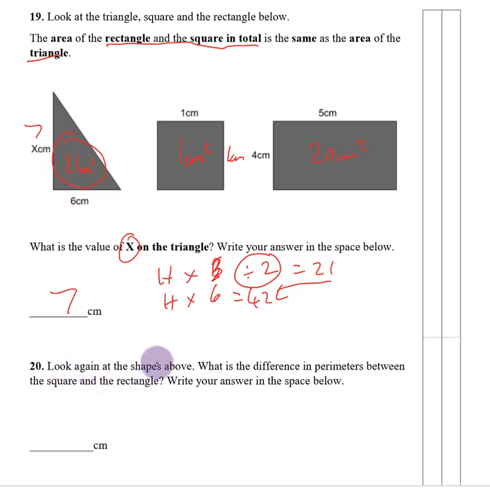Number 20, look again at the shapes above. What is the difference in perimeters between the square and the rectangle? So perimeter is the distance all the way around the outside. So in our square, all the sides are 1. So the perimeter of the square is 4 centimeters. And then this is 5, so the other side will be 5. This is 4, the other side will be 4.